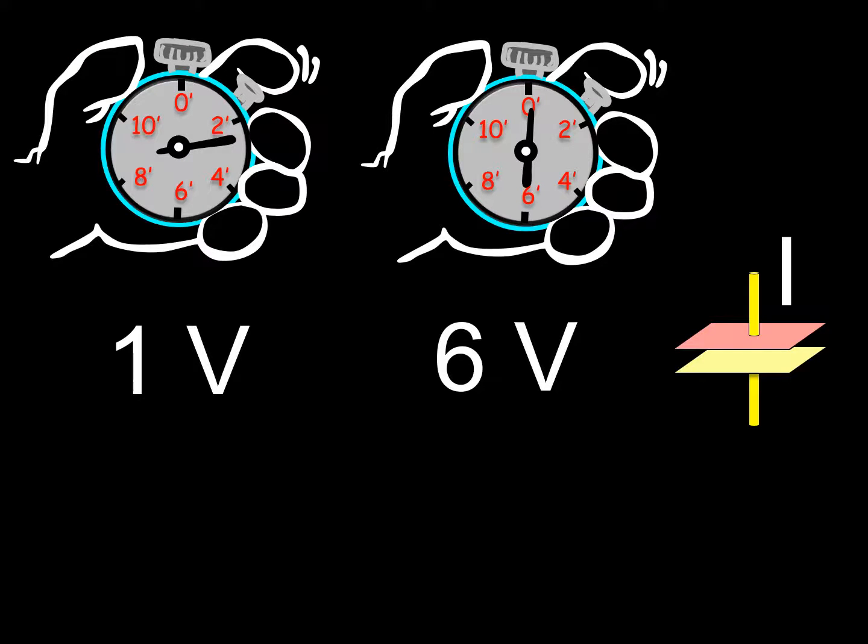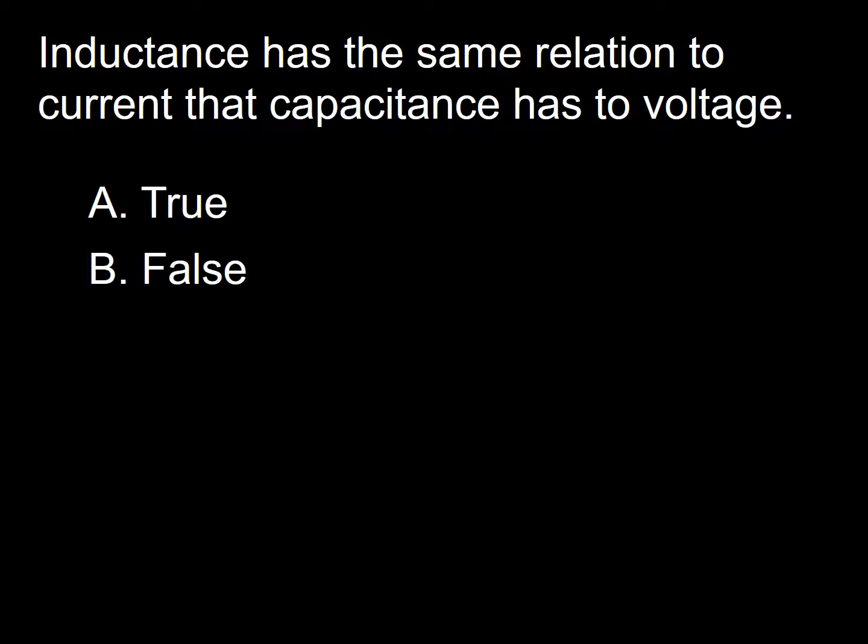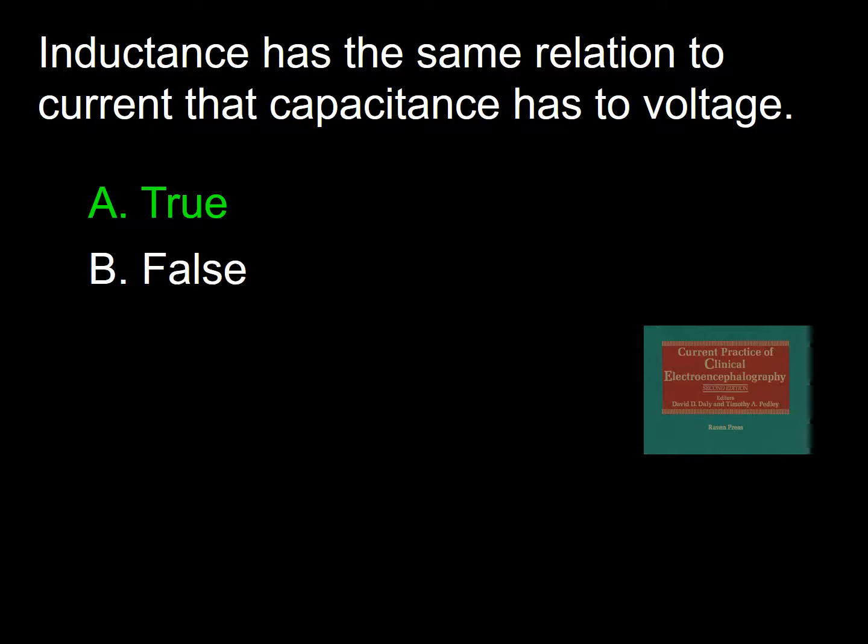The change in voltage of a capacitor controls the flow of current into the capacitor. The change in current of an inductor controls the voltage stored in the inductor. So the answer to this question is A.